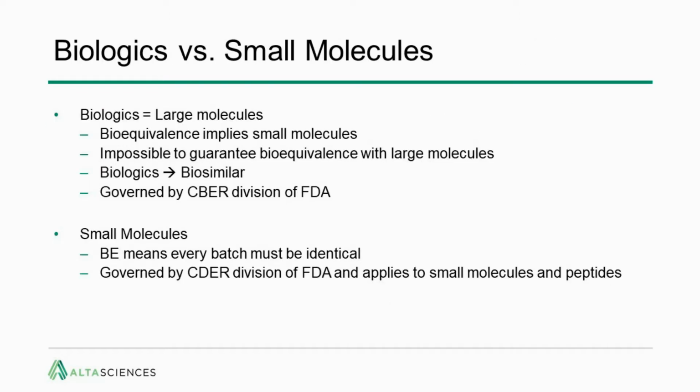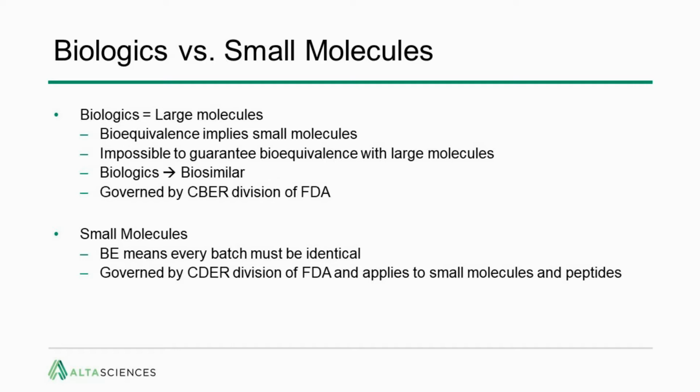So here's a closer look at the differences between the biologics and the small molecules. Like we mentioned before, biologics are large, they're big on a molecular level. And the term bioequivalence generally implies discussing it amongst the small molecules. When it comes to biologics that are so complicated, sophisticated, complex, and large, it's really impossible to guarantee bioequivalence with the larger molecules. And so the term biosimilar is generally used when discussing biologics.